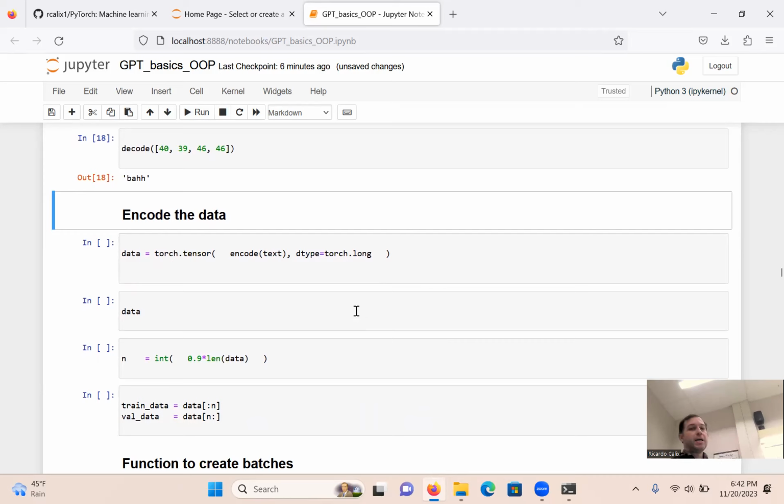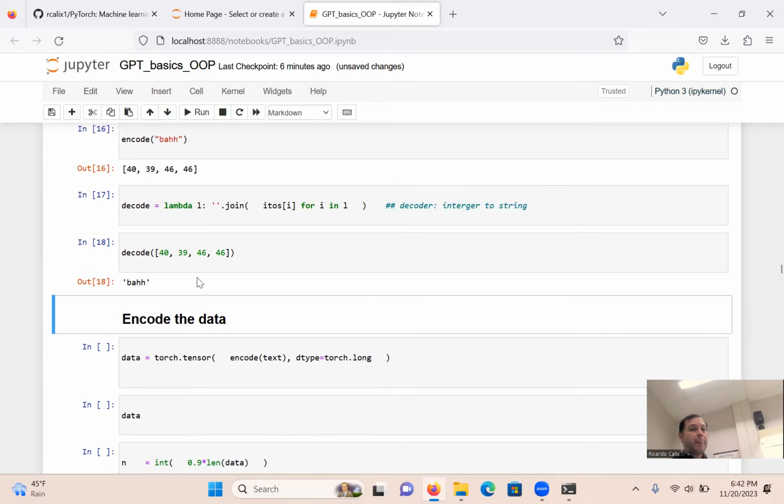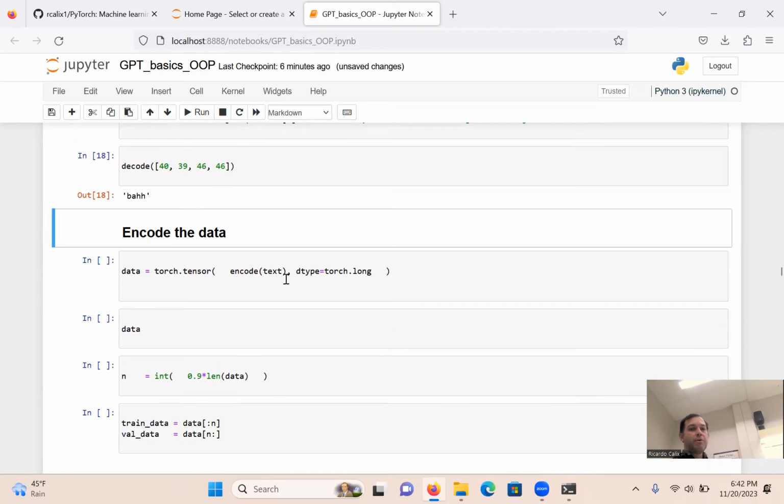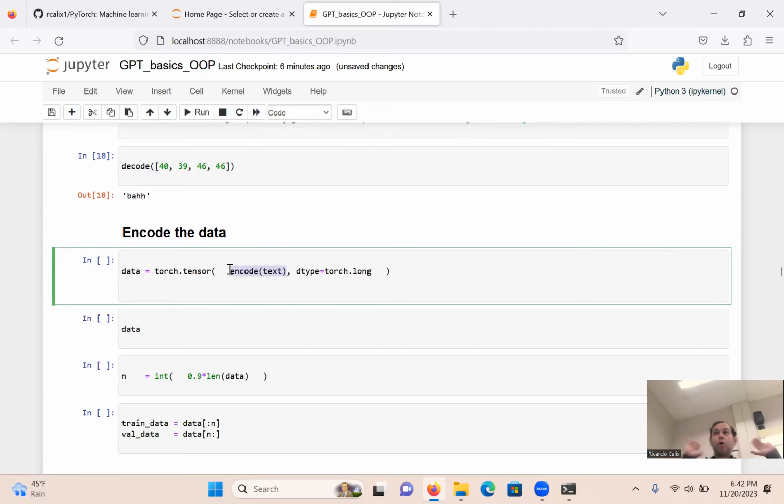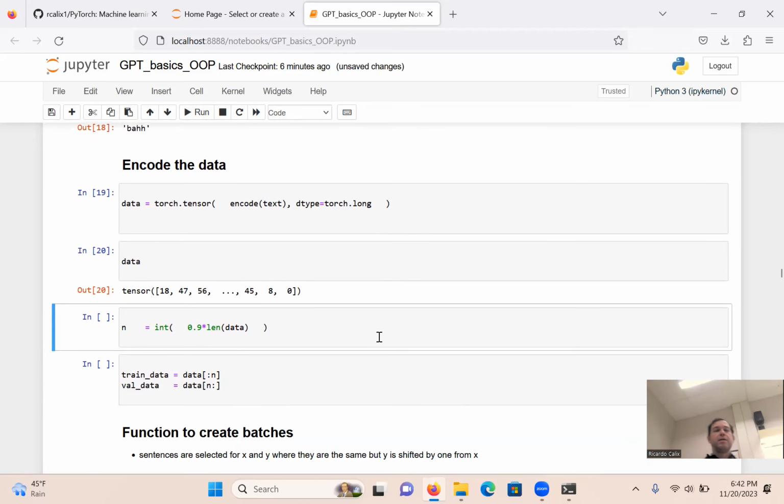Okay, so I'm going to take my encode function, which, given letters, gives me the integers. I take the whole text, which has the whole of the Shakespeare play, and I'm going to encode it into a torch tensor. There it is. That's the whole of it encoded. Does this make sense? So now it's all integers.